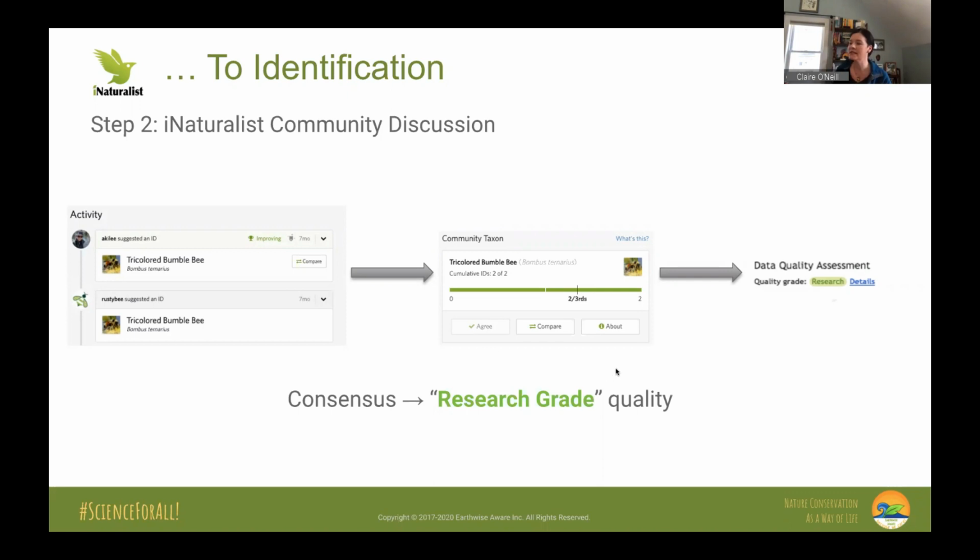EwA has a very nice little presentation that she does in her Q&A. There is another one coming on Monday where she really gives this kind of information on iNaturalist. So if you want to join on Monday, please do so. So this is a research grade quality.